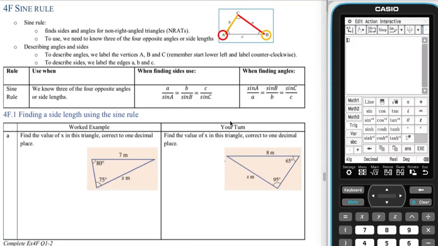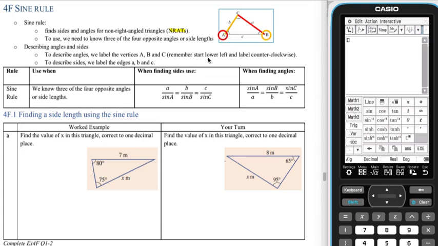In this video today, we'll be looking at the sine rule, which is exercise 4F from your EMAC book. The sine rule, well, what is it firstly? Well, it finds sides and angles for non-right angled triangles, which I call NRATs. So we use the sine rule to help us find either a side length, so we might find side b, the length of that, or an angle using the sine rule.